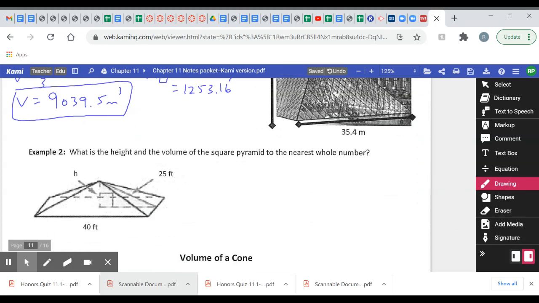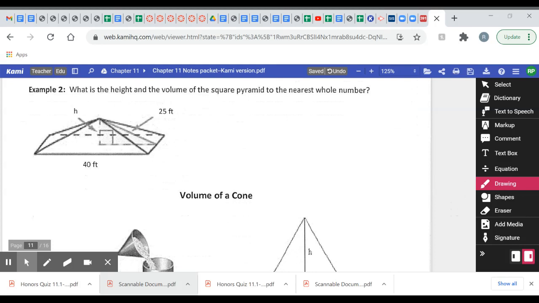All right, next up is example 2. It says, what is the height and volume of the square pyramid to the nearest whole number? And again, if I go ahead and write my formula down, I realize that I can go ahead and find my area of my base. It is a square pyramid, so again, we're doing 40 times 40 to get 1,600. So I can plug that in for the area of the base.